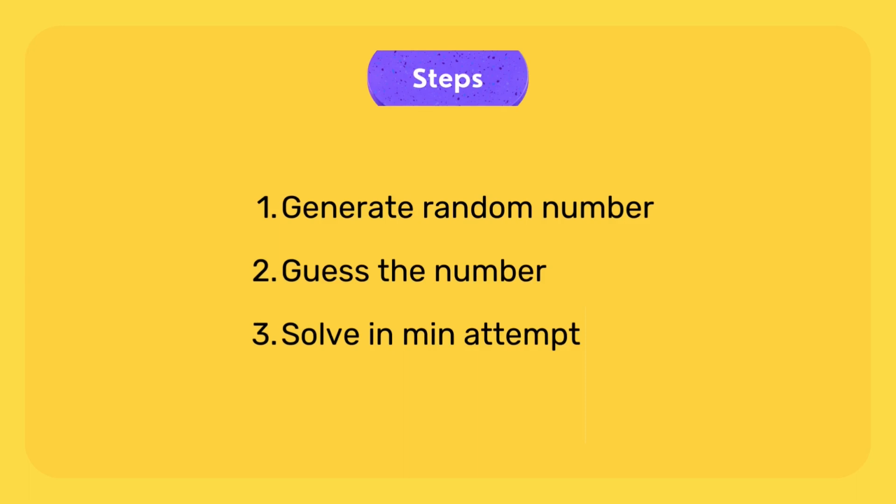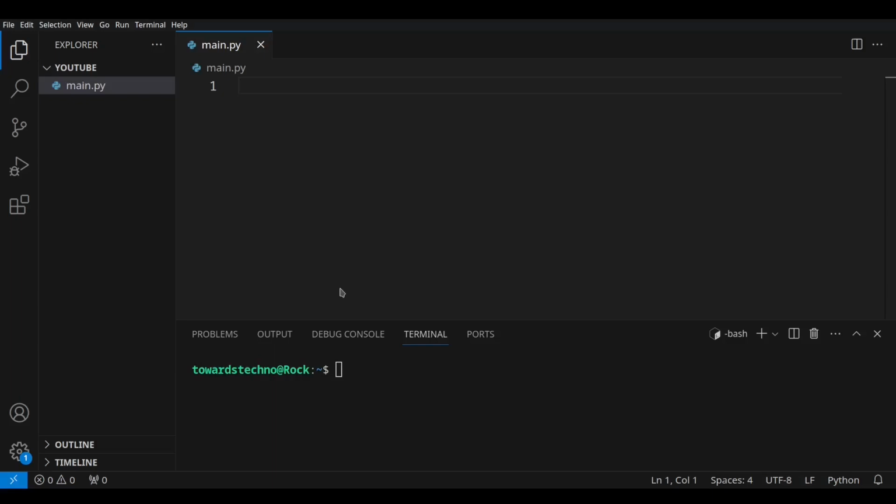Let's say 5 tries. If they get it right, it's good, and if not, then it has to give them another chance, and if they use all their attempts, then it has to reveal the correct number to them at the end. Okay? So let's dive into the coding part.